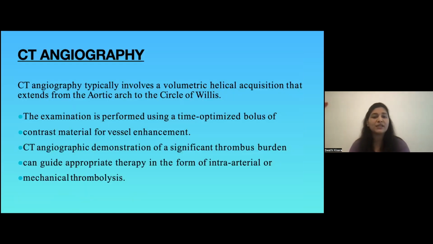Now coming to CT angiography. CT angiography typically involves a volumetric helical or spiral acquisition that extends from the aortic arch to the circle of Willis. The examination is performed using a time-optimized bolus of contrast material for vessel enhancement. And CT angiography helps in demonstration of significant thrombus burden that can guide therapy in the form of intra-arterial or mechanical thrombolysis.